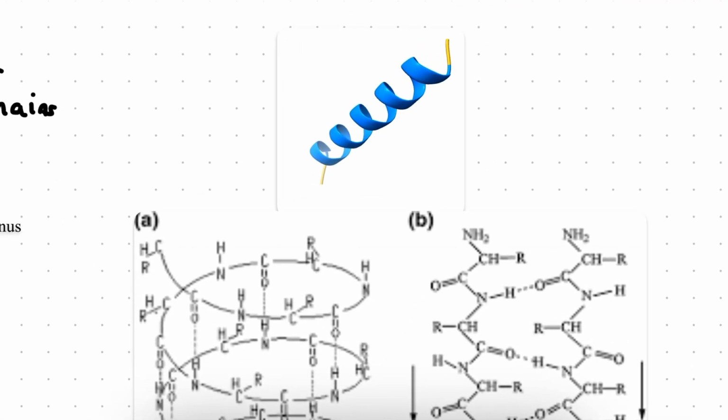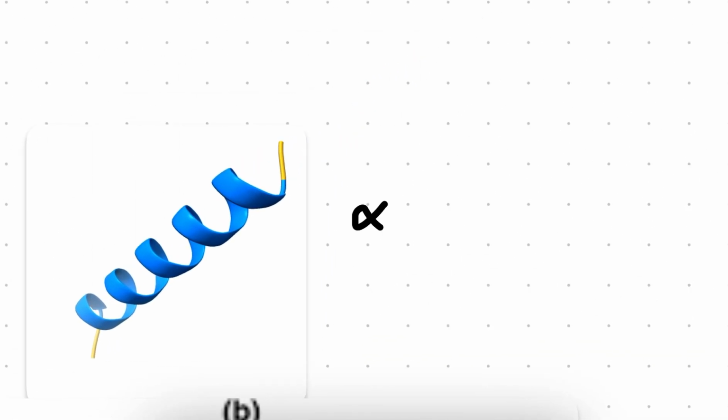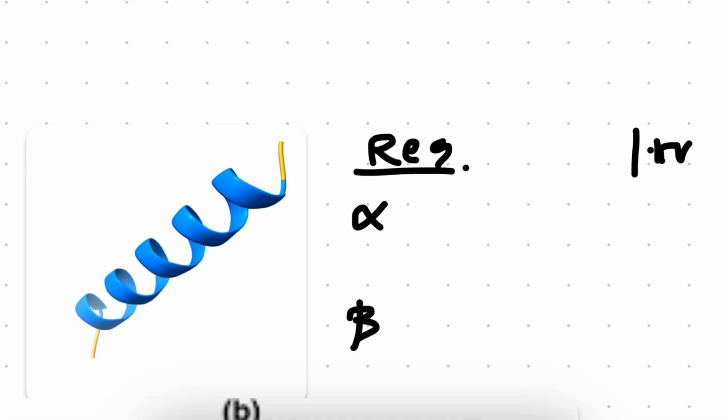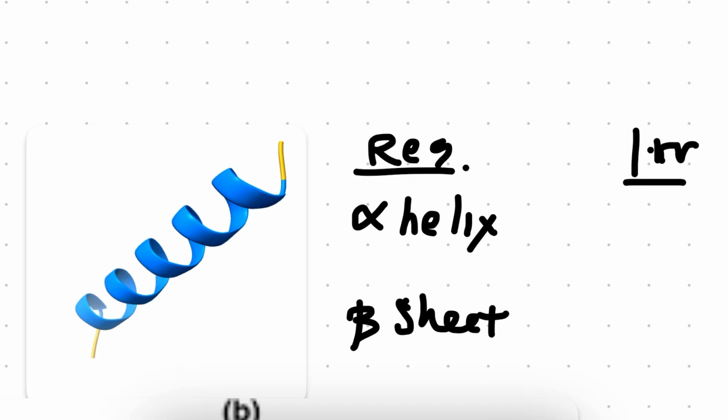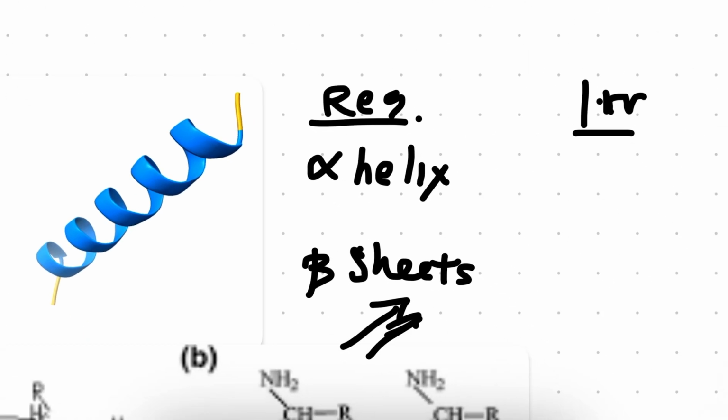In secondary structures, we are concerned about the spatial arrangement of the polypeptide backbone. So a secondary structure consists of regular and irregular structures, which are the loops. The regular structures are the alpha helix and the beta sheets. The beta sheets can be parallel, so parallel C and N terminus, or anti-parallel.